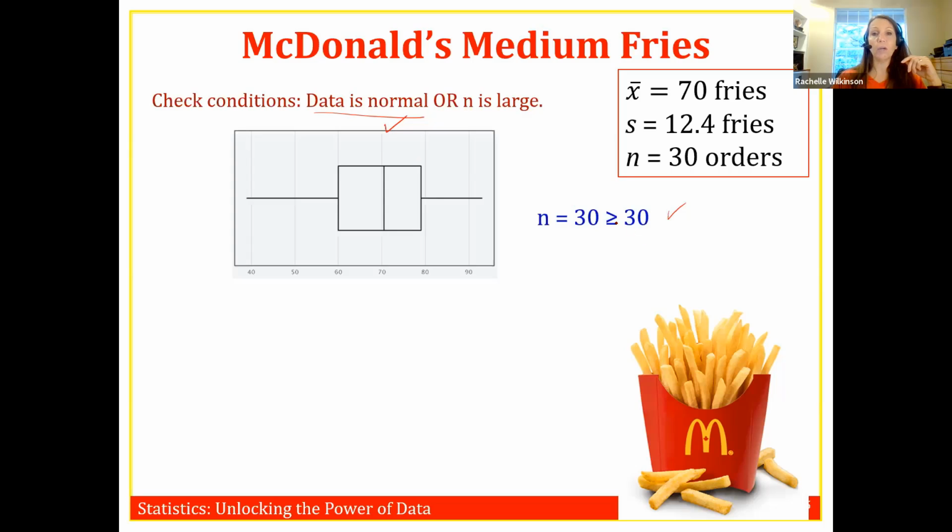Okay, remember only one of these things has to be true though. If both of them are true, then it's like an extra bonus. So in this case, double bonus for us. Okay, so we do meet the conditions. So now we're ready to go ahead and construct our confidence interval.